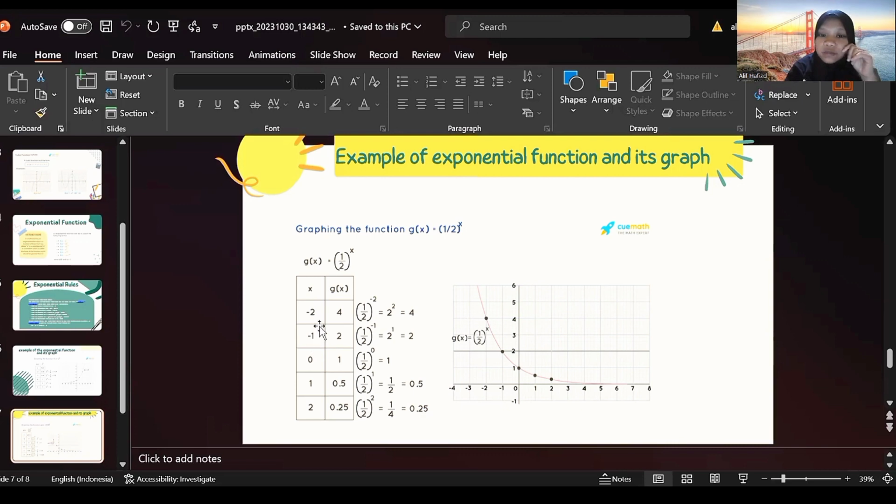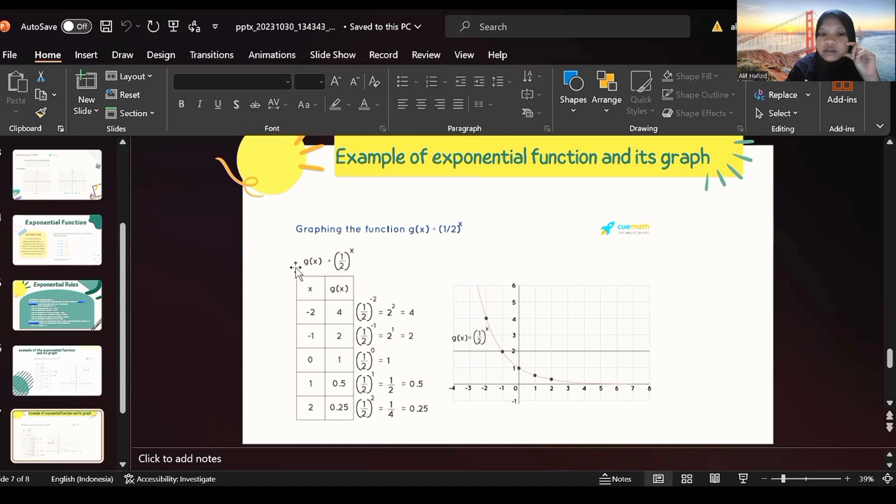We take -1. So in this function, we also put -1 into the function. A half to the power x, we just put -1 in for x, and then we get 2. In this formula, we can just calculate it. This is a simple calculation that we can make.